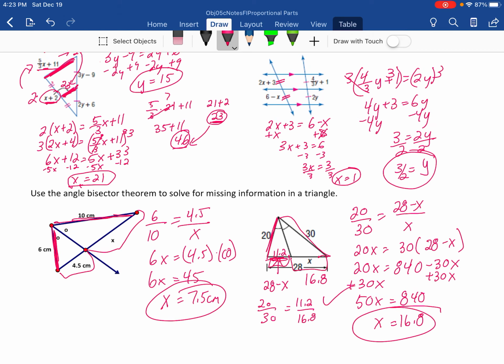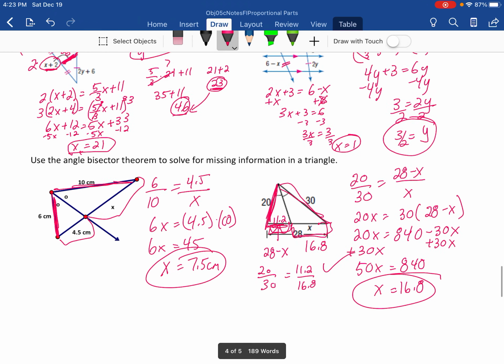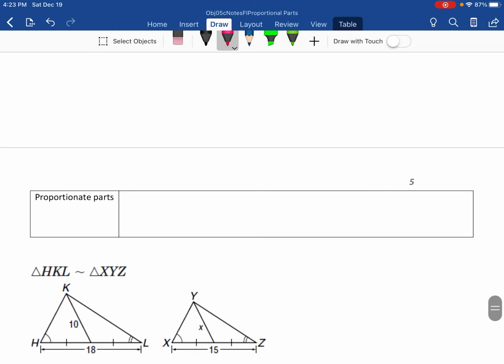So again, if you're given a whole side, you need to find that little part. So it's this whole side over this whole side is equal to this part over this part, and that's angle bisector theorem.